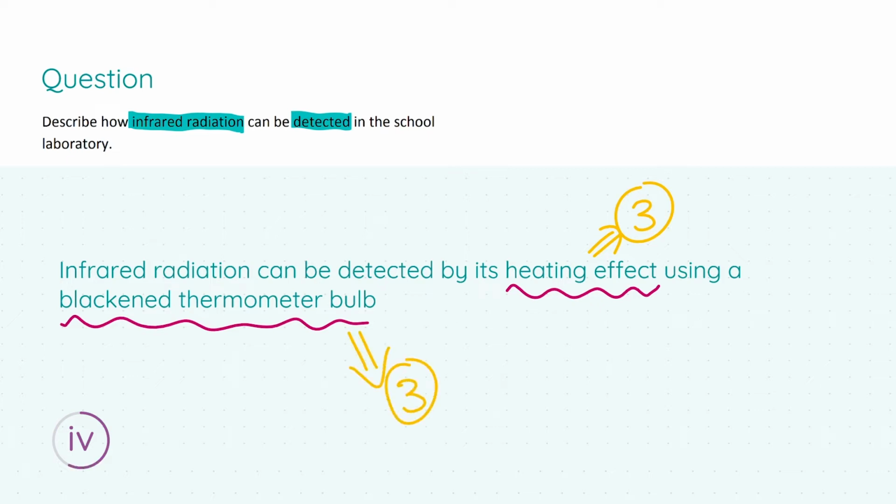Always, when you're describing a demonstration or anything like that in your exam, include what you're detecting and how you're detecting it, i.e. what piece of apparatus are you using.